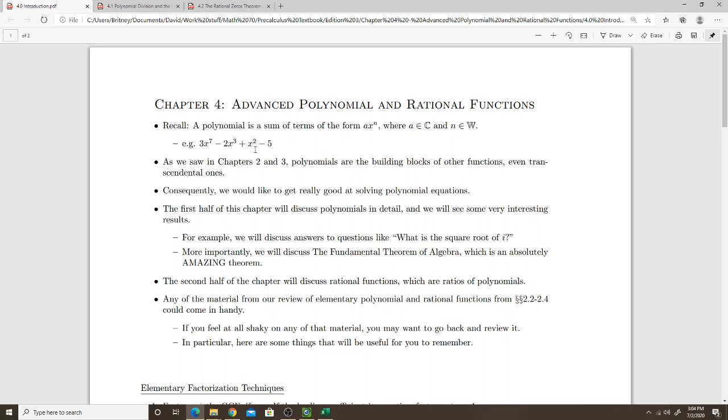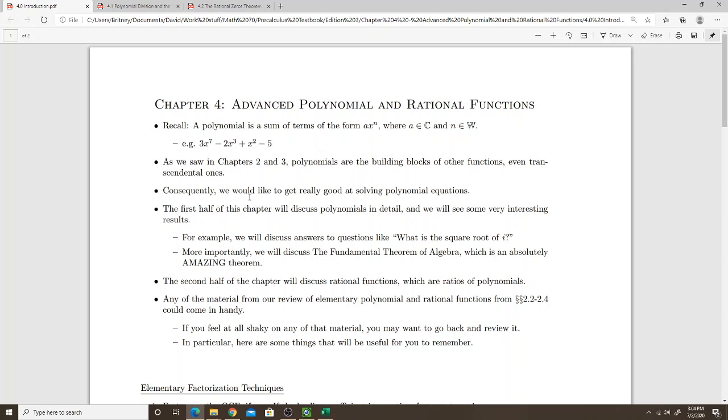The first half of the chapter is going to talk about these polynomials, and we're going to see some really awesome things, in my opinion. In my opinion, this chapter is really the heart of precalculus, and it ties together so much of what you learned in algebra and trig. It's really a great chapter.